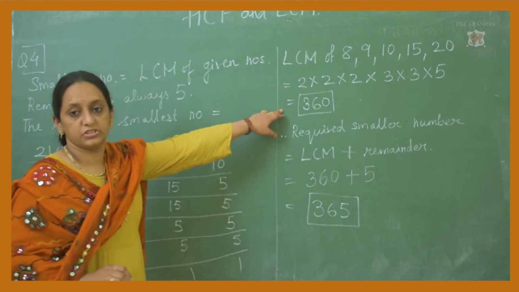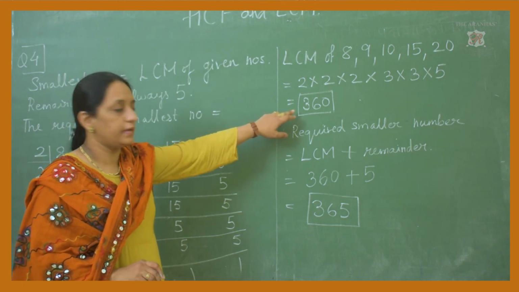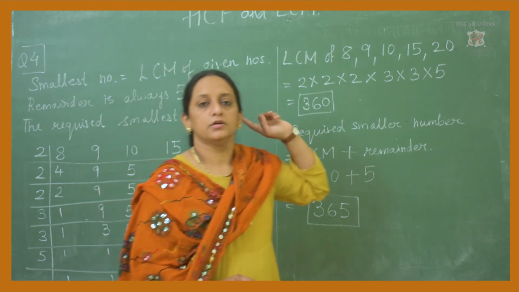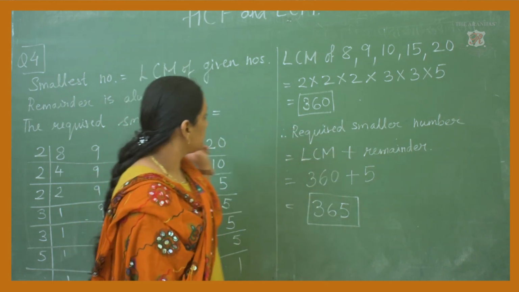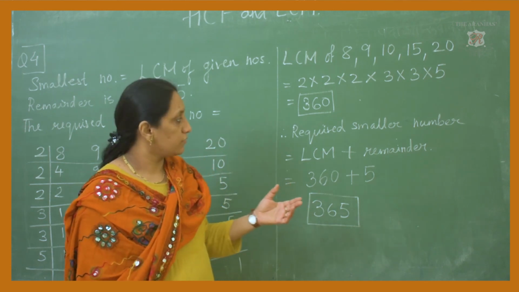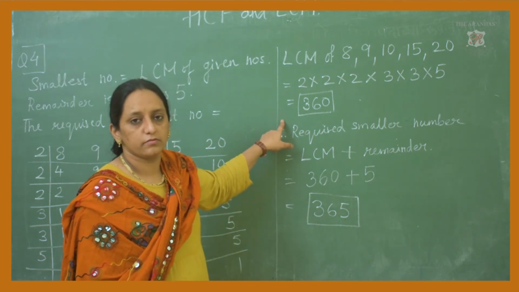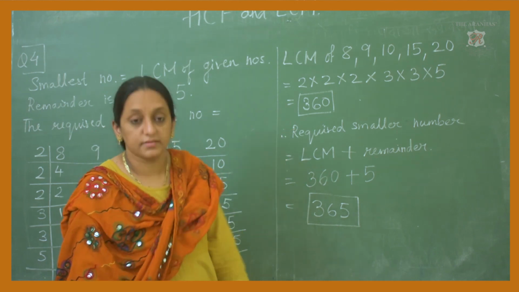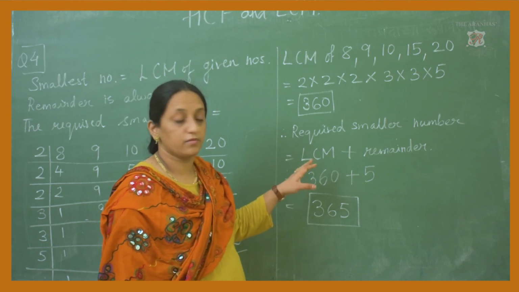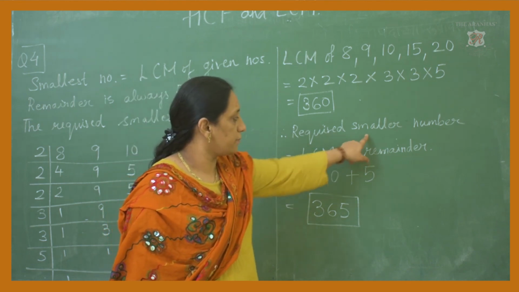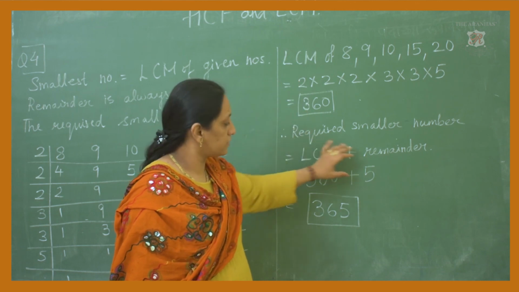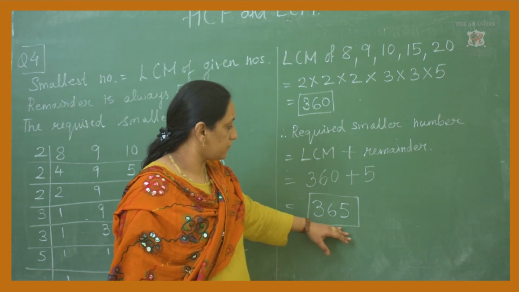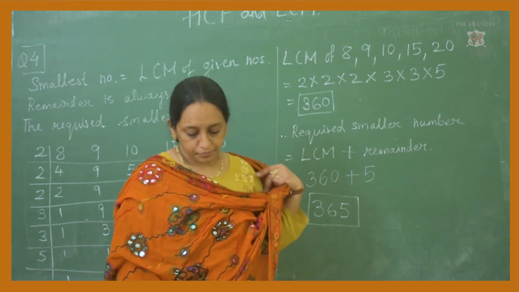Don't stop here immediately after finding the LCM. Your sum will be incomplete. Students, what you have to do? After finding the LCM, go back to the question. Read the question once again. You will see that they have given one more part of the question: the remainder is always 5. It leaves 5 as a remainder. So you have to do something with that 5. To find the required smaller number, you have to add the LCM number with the remainder number. That will be 360 plus 5. We have added. We got the number as 365.